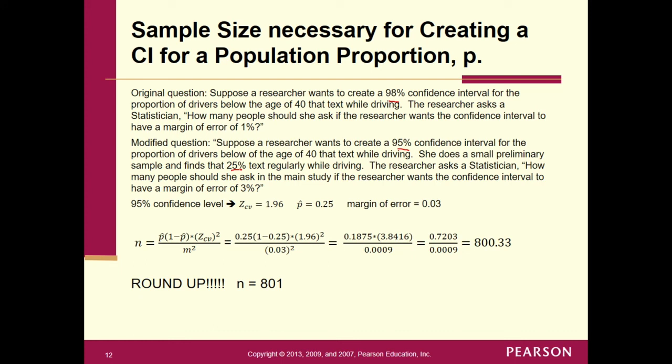So this is just giving us an idea of how researchers go about figuring out the sample size when calculating a confidence interval for the population proportion p.